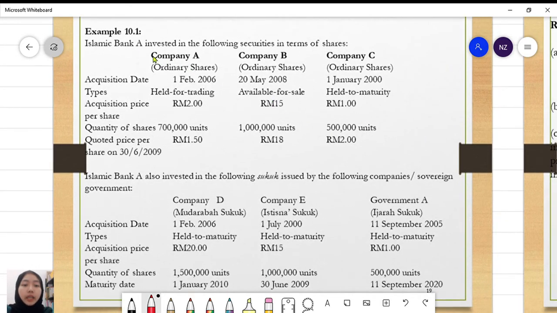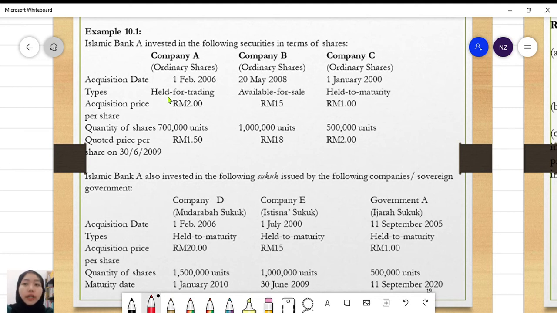Let's say Islamic Bank A invests in company A in terms of ordinary shares. Shares have two types, preference shares and ordinary shares. Now Islamic Bank A invests in companies A, B and C, all ordinary shares. The acquisition dates given are 1st February, 20 May, 1st January. On types of shares, we already learned in the first video that there are three.